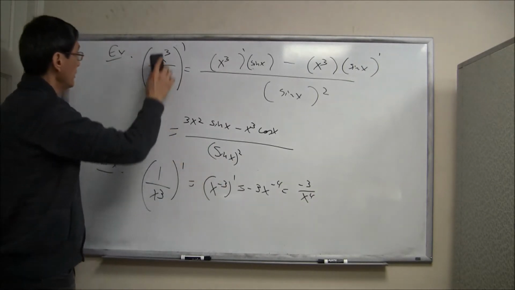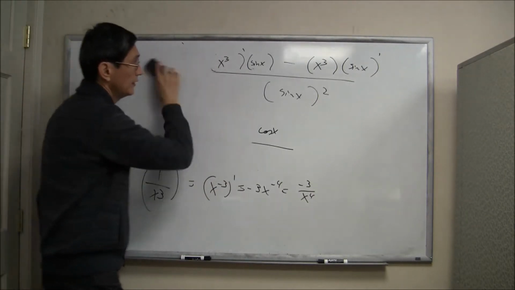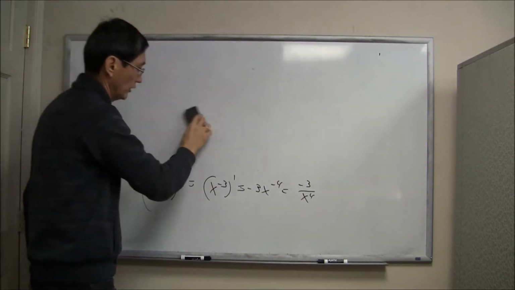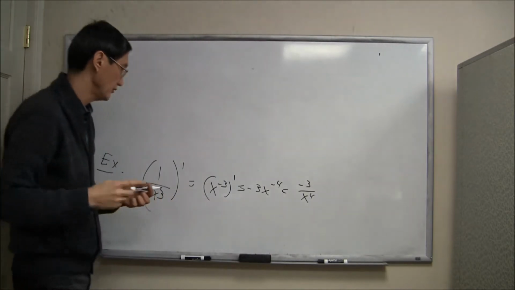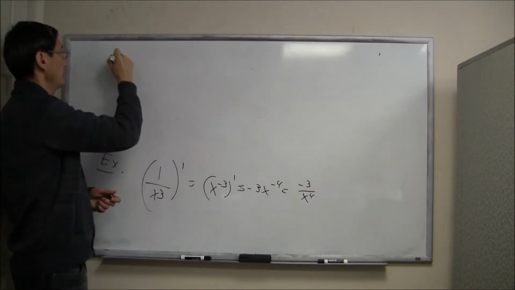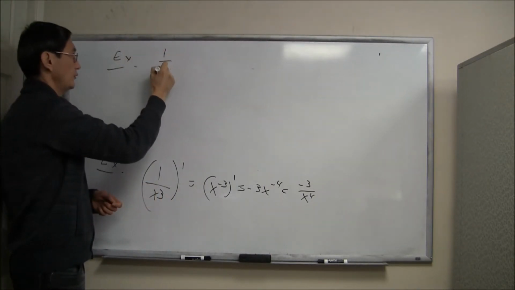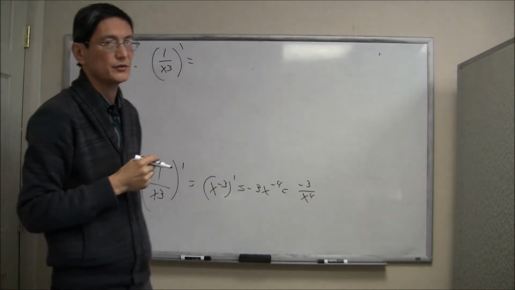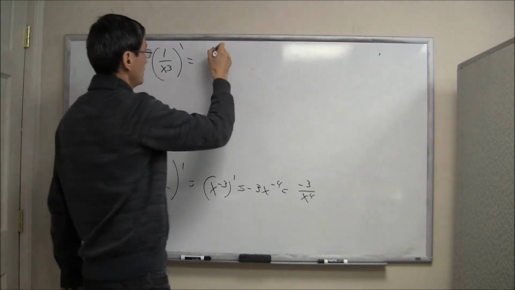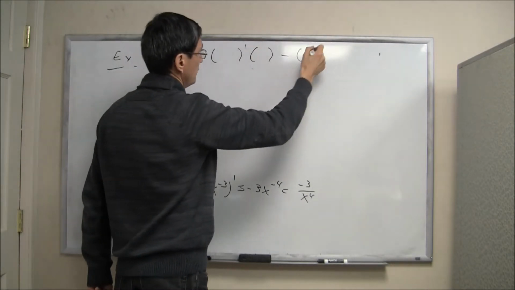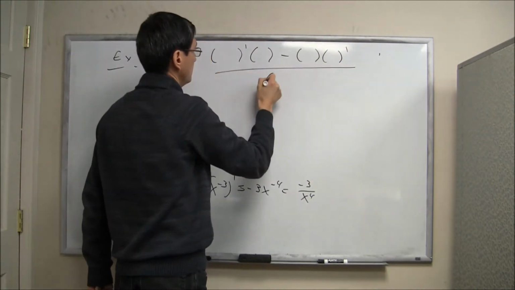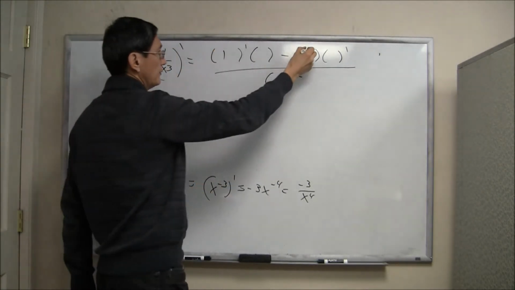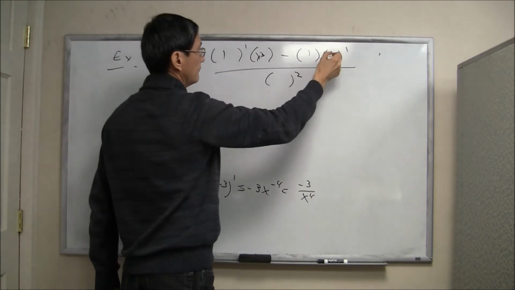So let me try to do the same problem, but now using the quotient rule, and see that it's slightly more complicated, but you should still be able to get the same answer. So we're still taking the derivative of 1 over x cubed, and somehow we didn't realize that we can switch to negative exponents. So we're writing down the scheme for the quotient rule: 1 for the numerator, x cubed for the denominator.